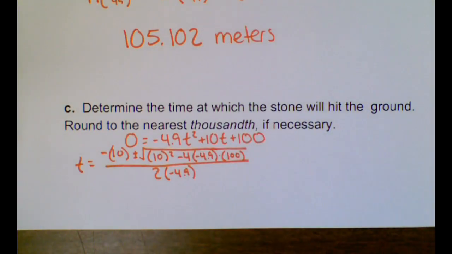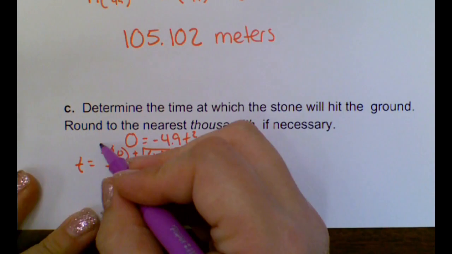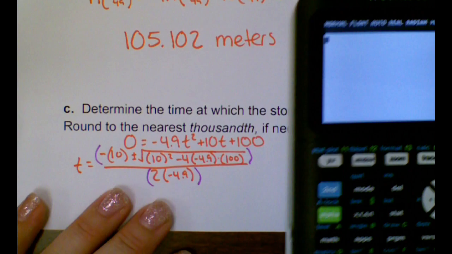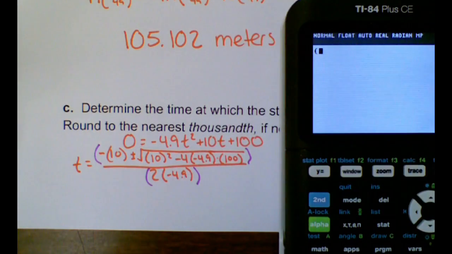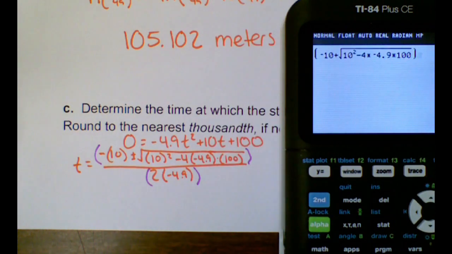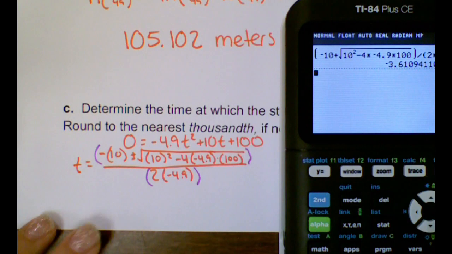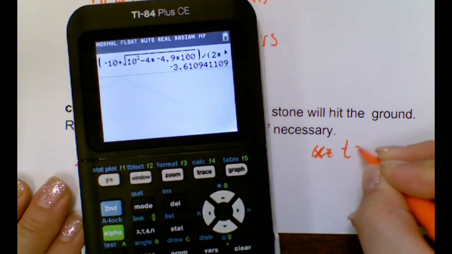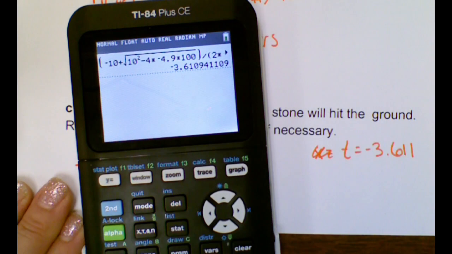Now, if you get really good at this, you can do this all just in your calculator. Make sure you put parentheses around the whole numerator and the whole denominator. So I will type parentheses, negative 10 plus the square root of 10 squared minus 4 times negative 4.9 times 100. Close the numerator, divided by parentheses for the denominator, 2 times negative 4.9. Close that denominator. My first answer is t equals negative 3.611.